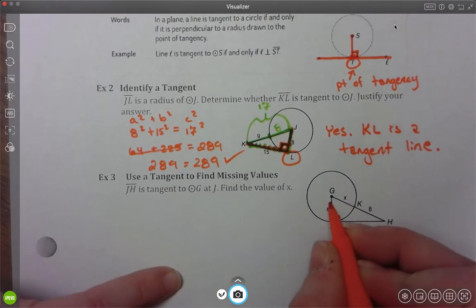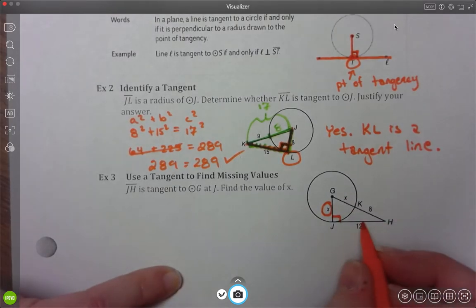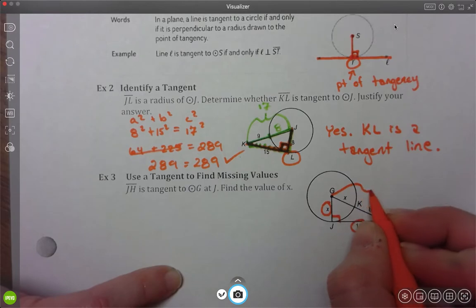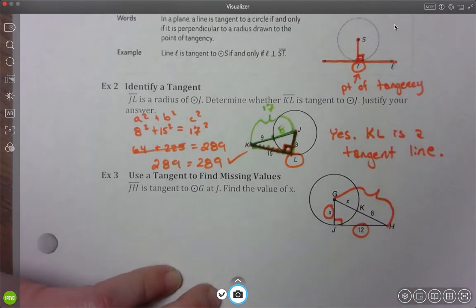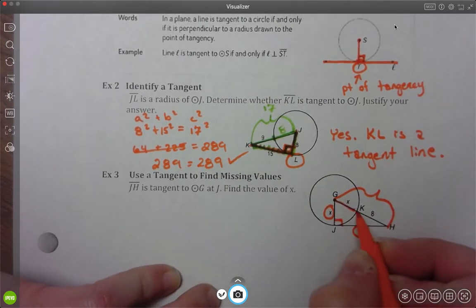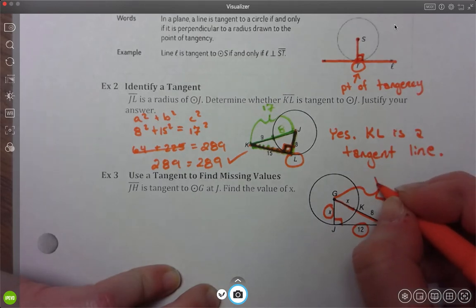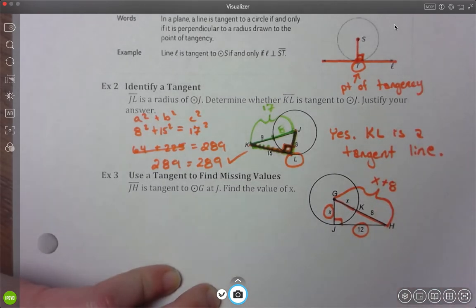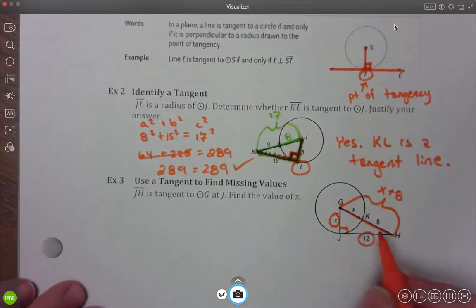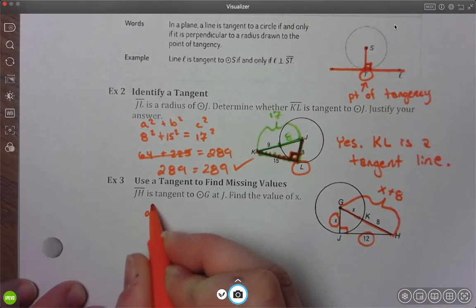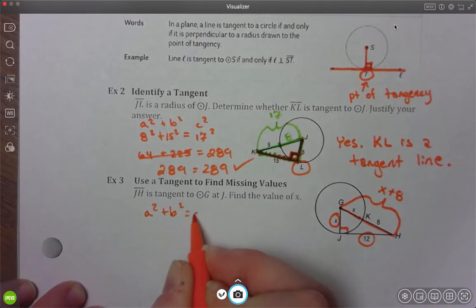So I have one side that's X, I have one side that's 12, and then what will this side be? Since this is X and this is 8, it will be X plus 8. So a little bit more work. I need a squared plus b squared equals c squared.